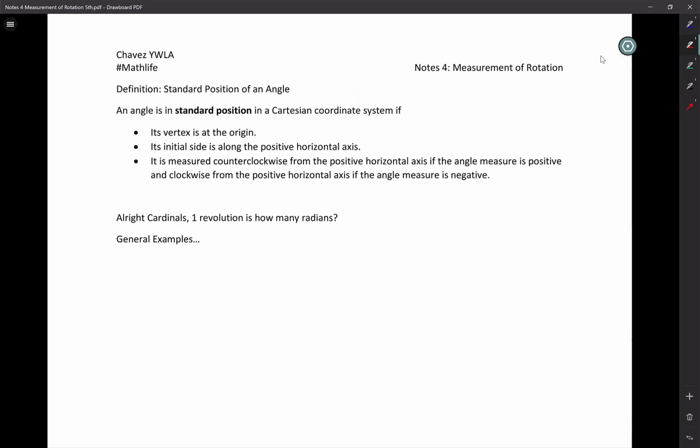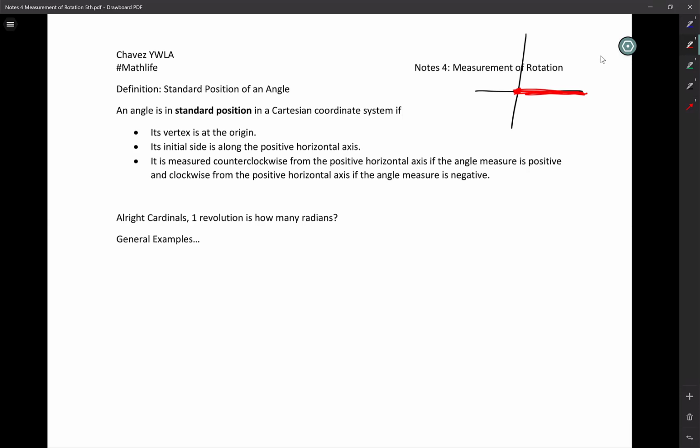Okay, here we go. An angle in standard position in a Cartesian coordinate system, so we're talking about angles here. If I have an x and y axis or x and y grid, the way you measure an angle, you always start at the origin. It says here its initial side is along the positive horizontal axis. So you always start there, where it says red there. Now it is measured counterclockwise from the positive horizontal axis to the angle, measured as positive.